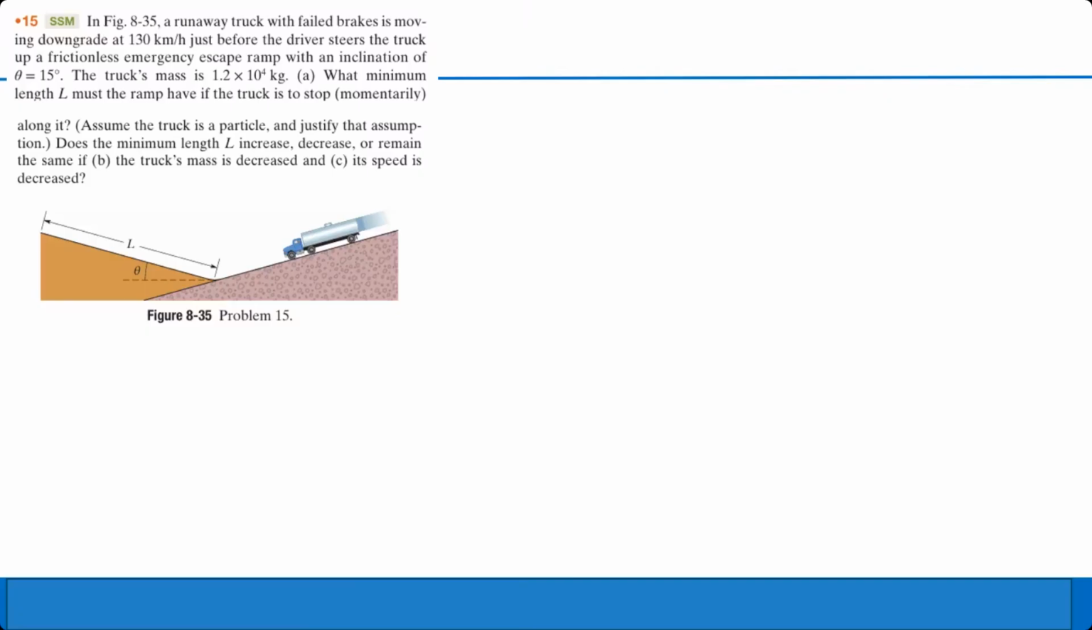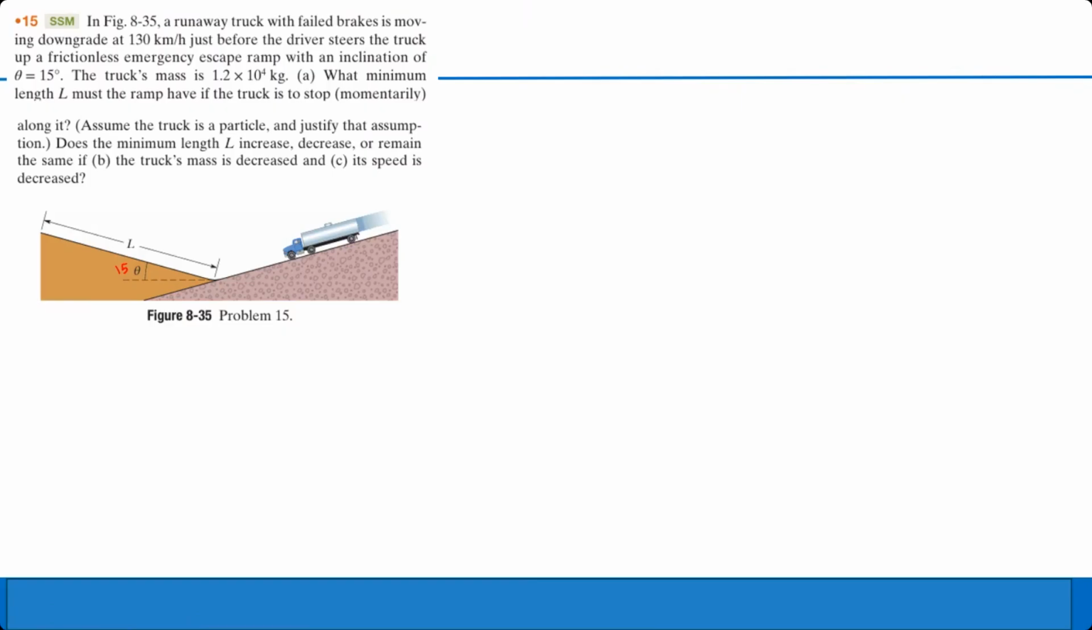So in this problem, we have a runaway truck with failed brakes. It is moving downgrade at 130 kilometers per hour, just before the driver steers the truck up a frictionless emergency escape ramp with an inclination of theta equals 15 degrees. The truck's mass is 1.2 times 10 to the power 4 kilograms. What minimum length L must the ramp have if the truck is to stop momentarily along it?